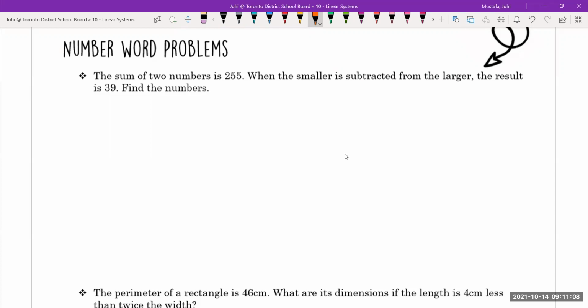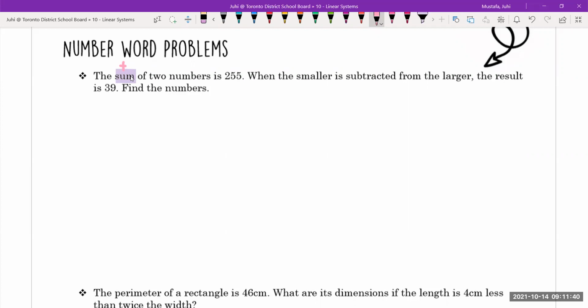It says, the sum of two numbers is 255. What does the word sum mean? Sophia? Yeah, sum is when you add up two numbers and that number is going to be 255. And then we're going to have a smaller number and a larger number. So we're going to say when the smaller number is subtracted from the larger number, the result is 39. Find the numbers.